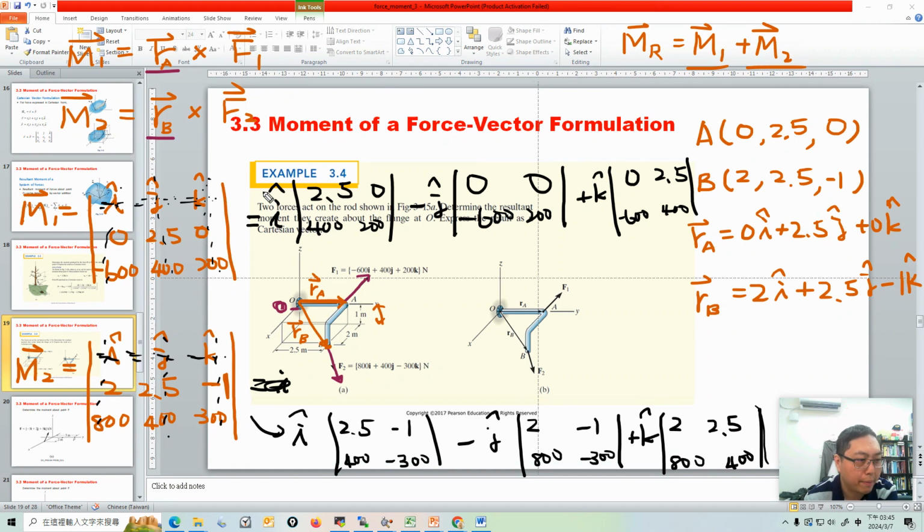Let's see. For M1, we do the 2 by 2 determinants. This will be 500i, plus 0j, plus k. K is, this is minus, so it's 1500. So 1500k. That's it. And the next one, M2, is, let's see, minus 750 and plus 400.